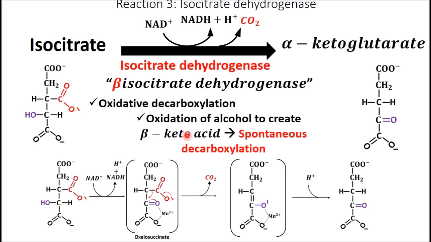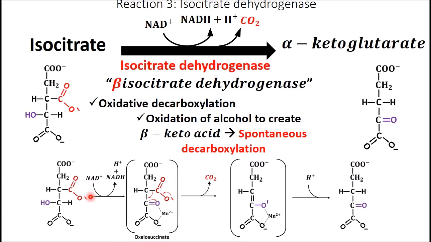And what are the rules about beta-keto acids? They spontaneously decarboxylate. So if you're going to form a beta-keto acid, you're going to spontaneously decarboxylate, you're going to have CO2 in the products. And that's why I put this beta here. Remember, it's the beta-keto acid intermediate, so I know I have CO2 in the products. It's a dehydrogenase, so I know I have an NADH or an FADH2 in the products. In this case, it's NADH.